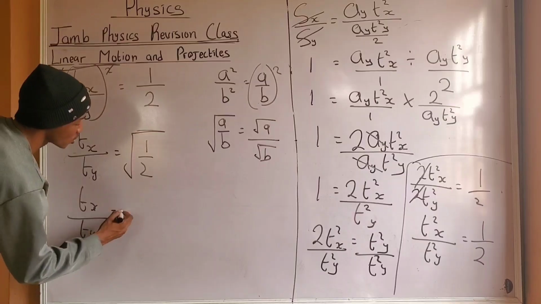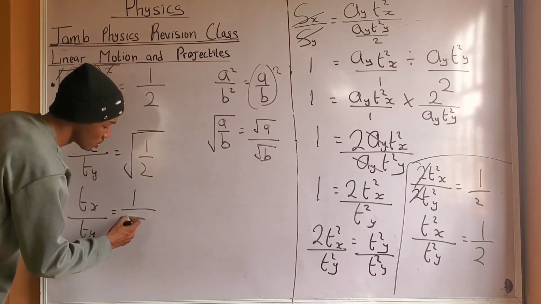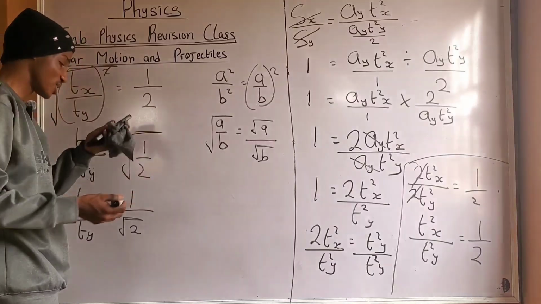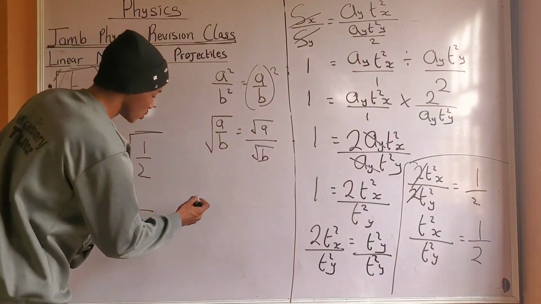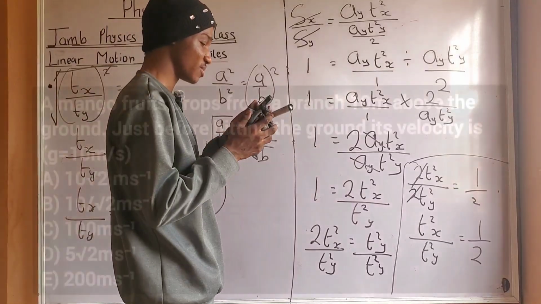So t subscript x over t subscript y equals to square root of 1, which is what? 1. And square root of 2 is what? Root 2. The correct option to this question is option C, 1 over root 2. Option C is correct. Okay, let us proceed to the next question.